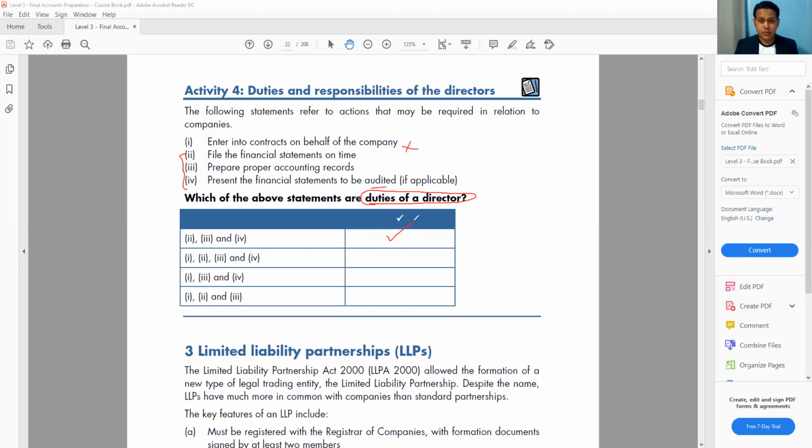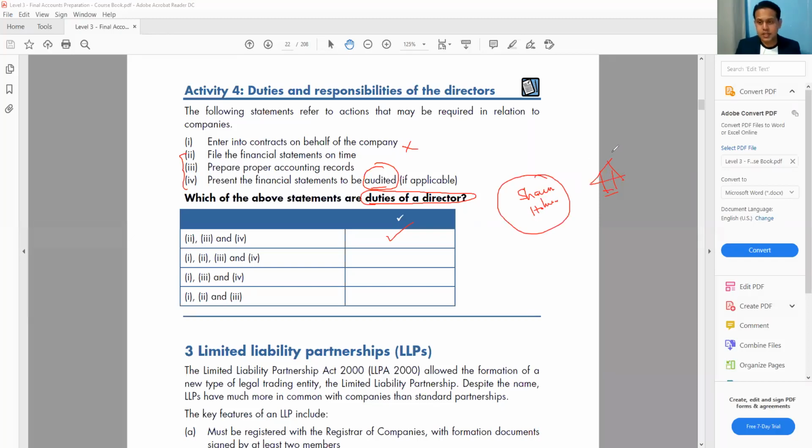So these are the responsibilities and duties of the directors. Now it says present the financial statement to be audited. Audited means when a third party comes to check your accounts. For example, let's say we have a business, and this business has a few people involved. The first is the shareholder, who is the owner. So shareholders are the actual owners of the business.